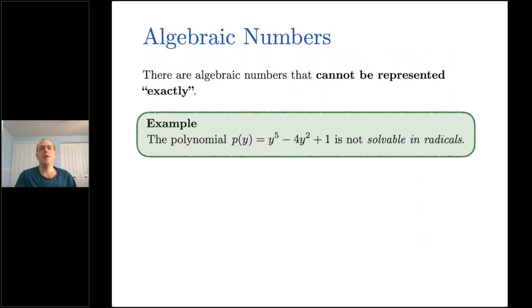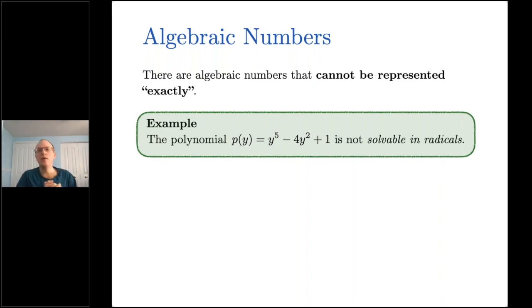Okay. Now, I just want to spend a second talking about this encoding of algebraic numbers, because there are algebraic numbers that cannot be represented exactly. So for instance, if you look at this polynomial here, y to the 5 minus 4y squared plus 1, this is what's known as not being solvable in radicals. Now, to fully understand or prove this, you'd usually take a course in Galois theory later on in a mathematical career in undergrad or grad school.